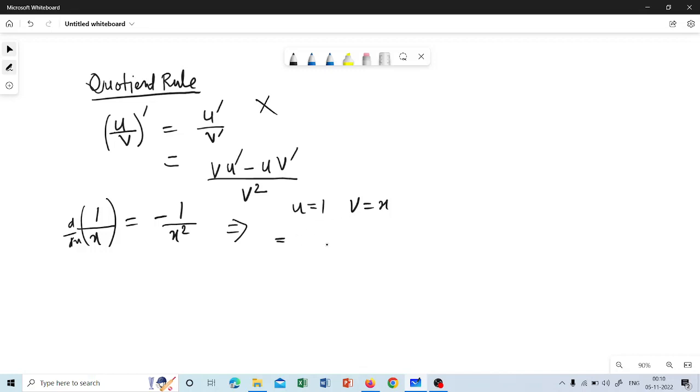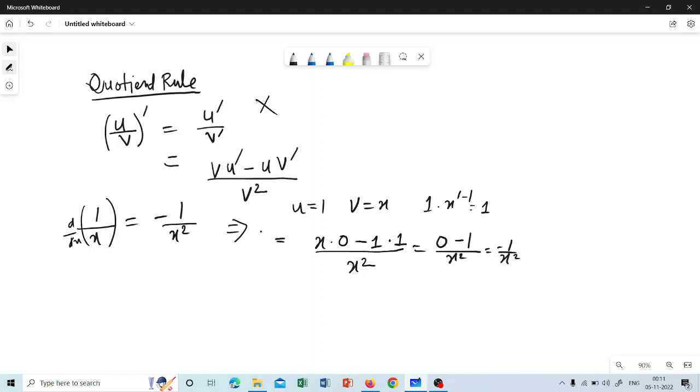So let me apply the quotient rule. We have v square, so x square in the denominator, then multiply with x the differentiation of u. The differentiation of a constant is 0. Then minus u times the differentiation of v, and the differentiation of x is 1, so it is 1 into x power 0, which is 1. So this becomes 0 minus 1 by x square, that is minus 1 by x square.